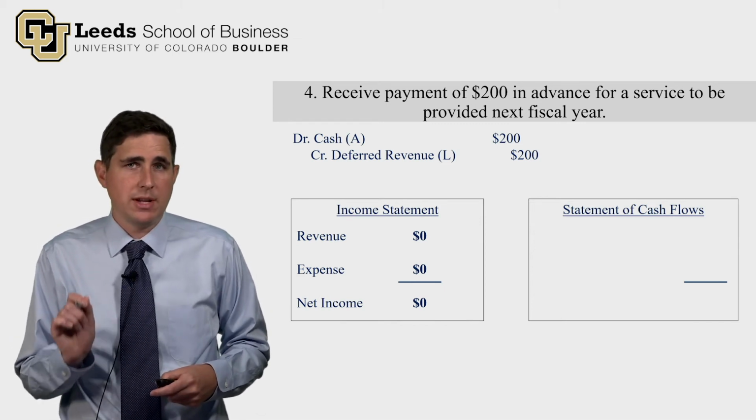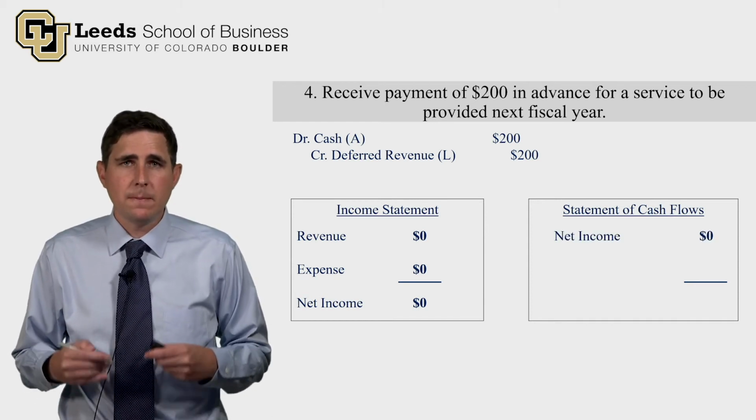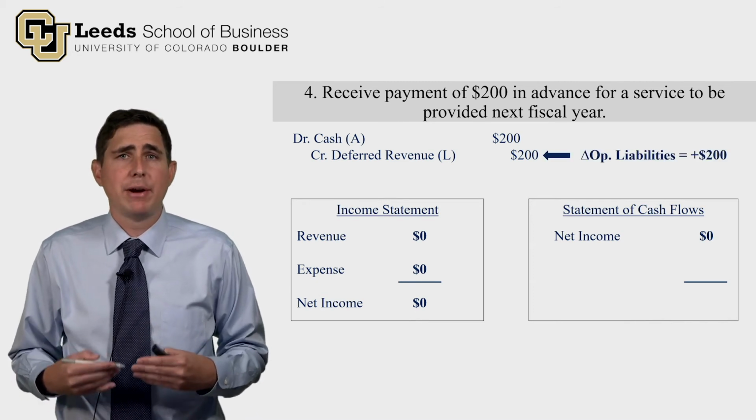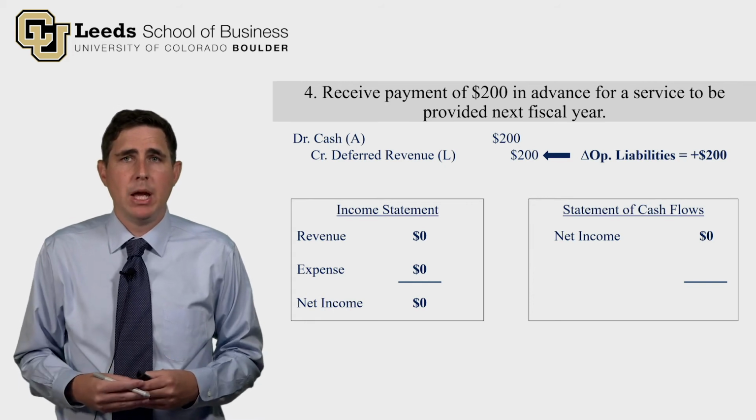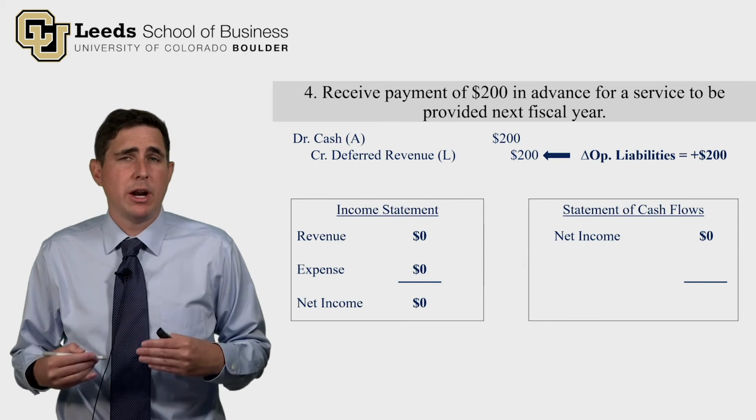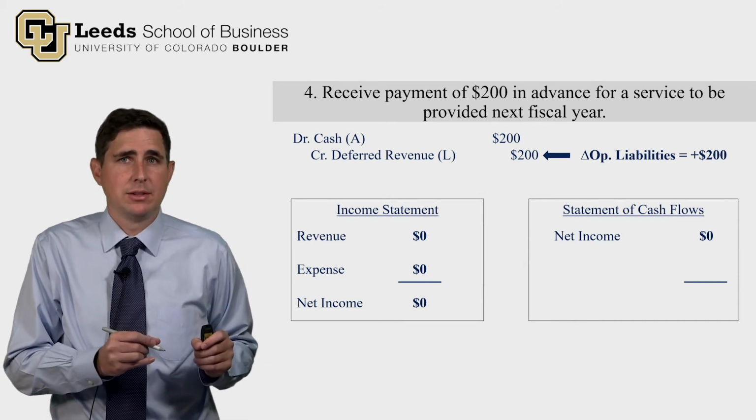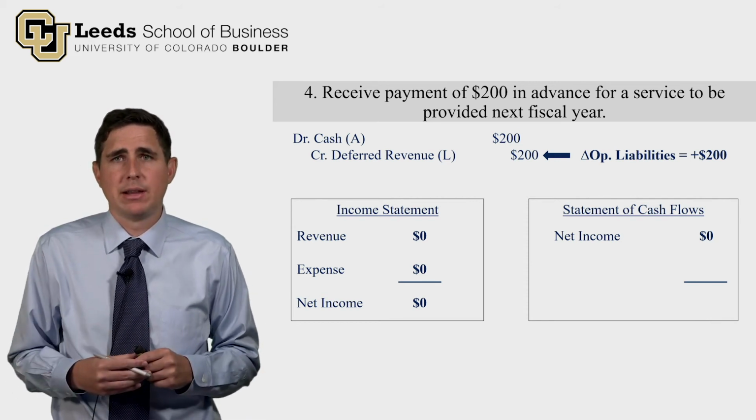Okay, now let's do the statement of cash flow part. Again, we'll start with net income of 0. And now we have a slightly different rule. What we have is a change in an operating liability. Deferred revenue is an operating liability, and it went up by $200. So what do we do in our formula with operating liabilities? We subtract changes in operating assets, and we add changes in operating liabilities.